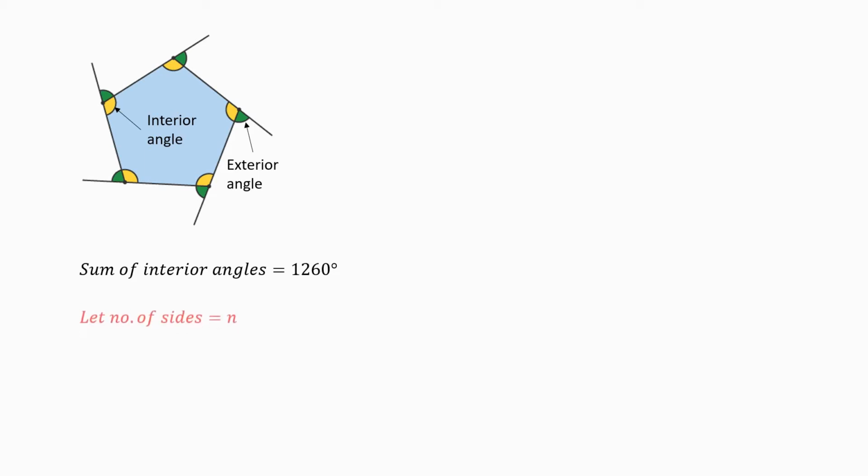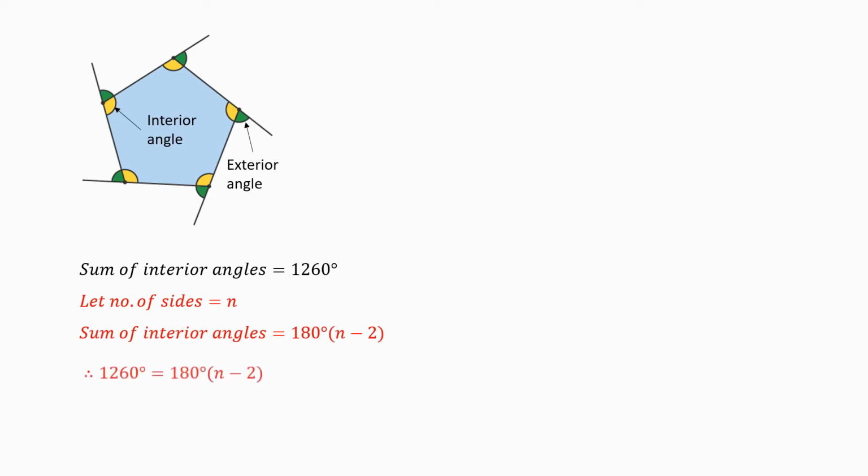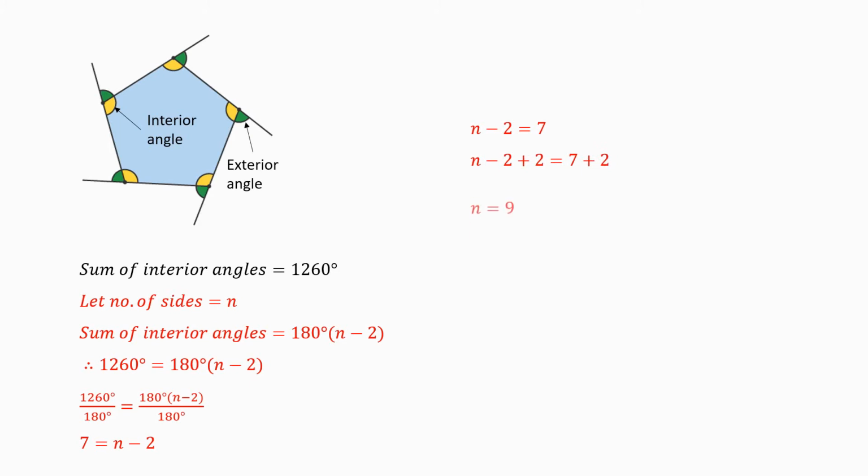So letting the number of sides be n, using the principle of triangles, the sum of the interior angles is equals to 180 degrees into n minus 2. So we substitute that. We have 1260 degrees is equals to 180 degrees into n minus 2. Divide both sides by 180. We have 7 is equals to n minus 2. We can rewrite this as n minus 2 is equals to 7. Add 2 on both sides of the equation, and therefore n, which is the number of sides, is equals to 9.